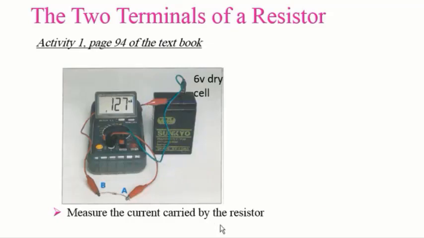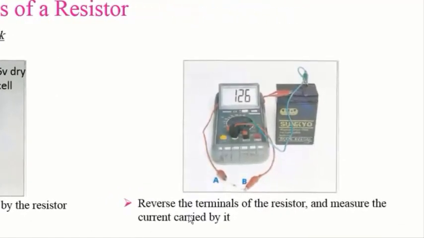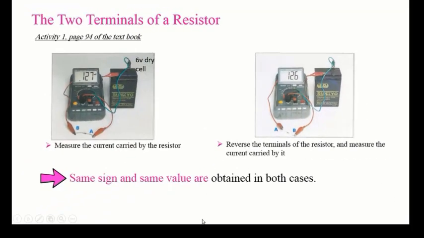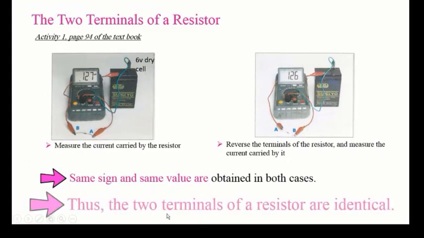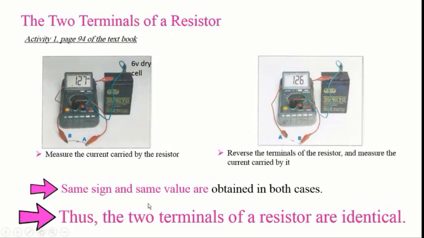Now, we will reverse the terminals of the resistor and measure the current carried by this resistor again. As you can see, the value is approximately the same. Same sign, same value are obtained in both cases. Thus, the two terminals of the resistor are identical.